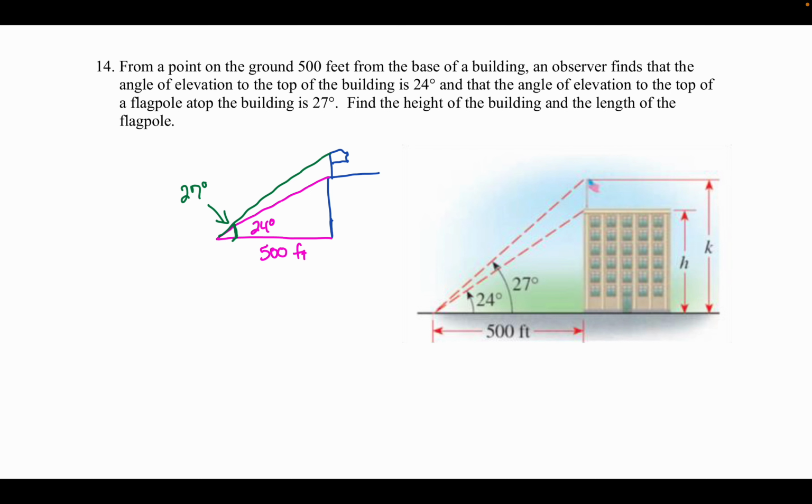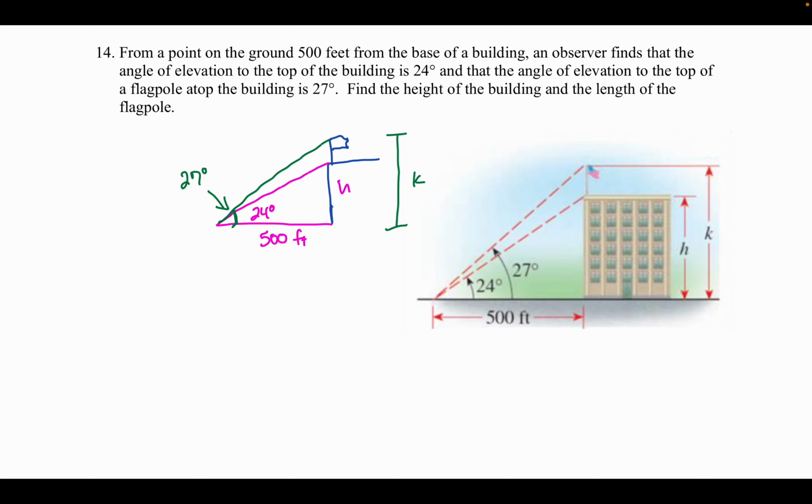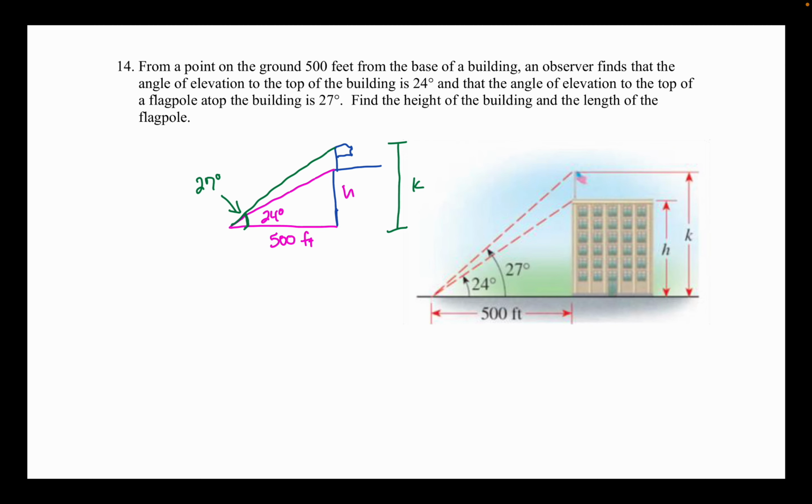Okay, and then the picture that we have labels the height from the ground all the way to the top of the flagpole as K, and the height of the building is H. So we can solve for both H and K. H will give us the height of the building, which we want, and then we can subtract H from K to get the length of the flagpole.